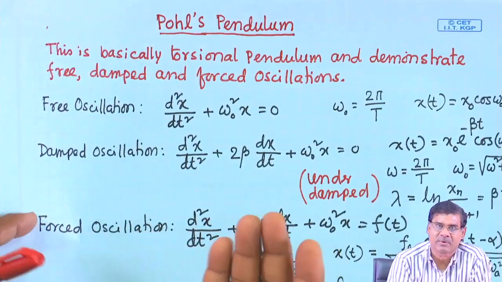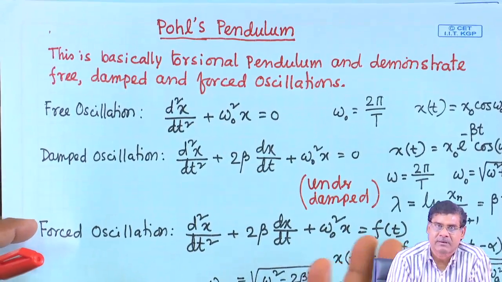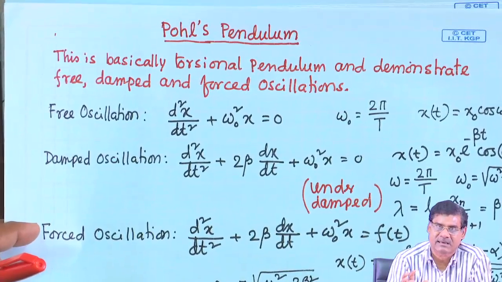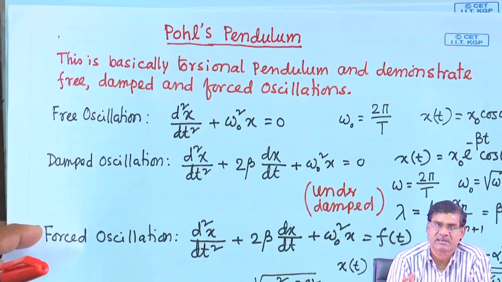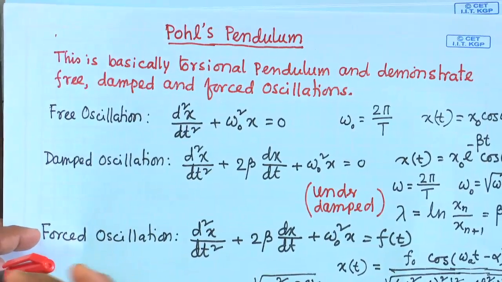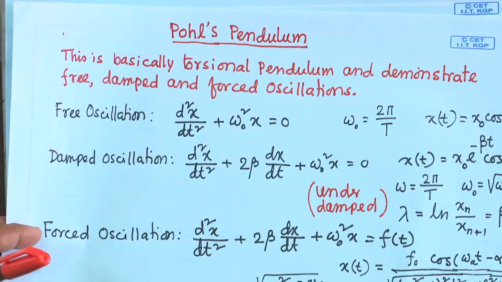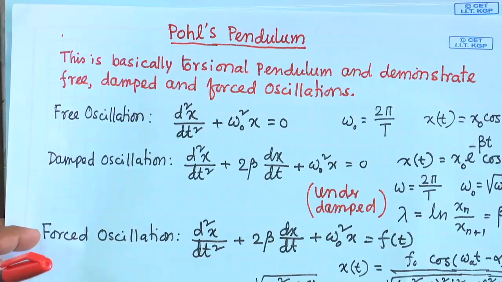Now, we can find out the time period, then omega 0, etc. Now, this disc is put between two pole pieces of an electromagnet, that is what you have seen. So, when you put a metal in a magnetic field and this metal disc is rotating, that means there will be change of the magnetic flux linked with this disc.